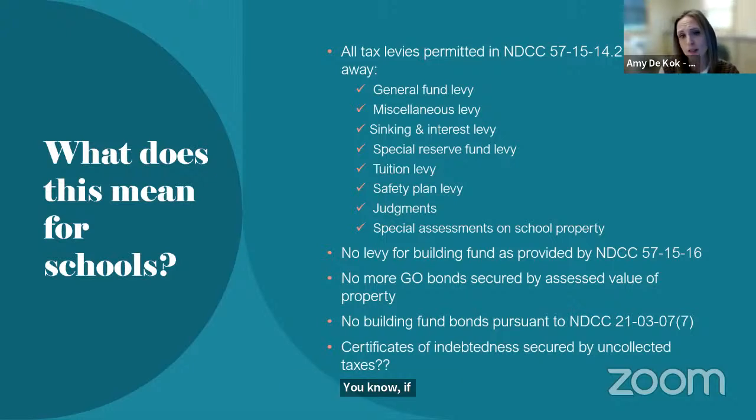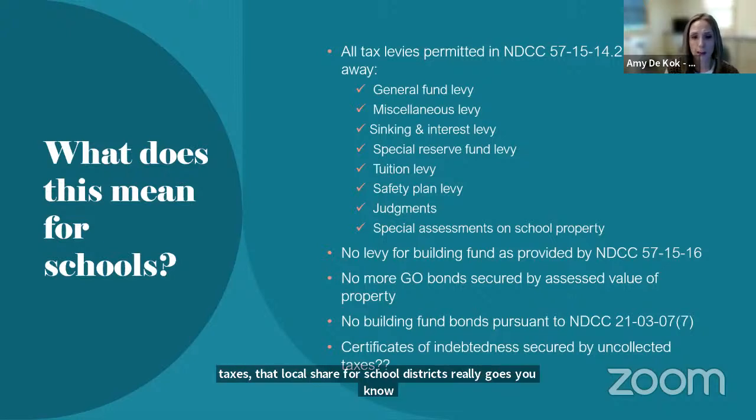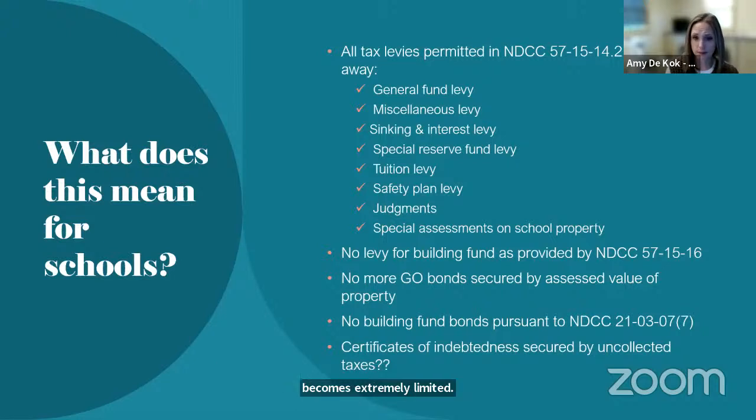So that's what it really means. That's what makes up essentially that 30% of local share, and again, that's an average across the state. It varies from district to district, but approximately 30% is the local share for funding public education in North Dakota. Without the ability to levy property taxes, that local share for school districts becomes extremely limited.